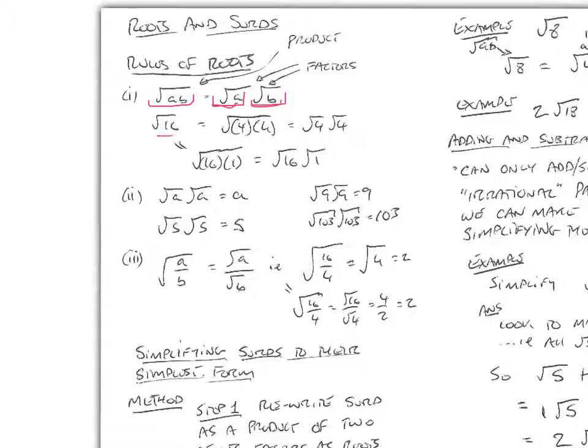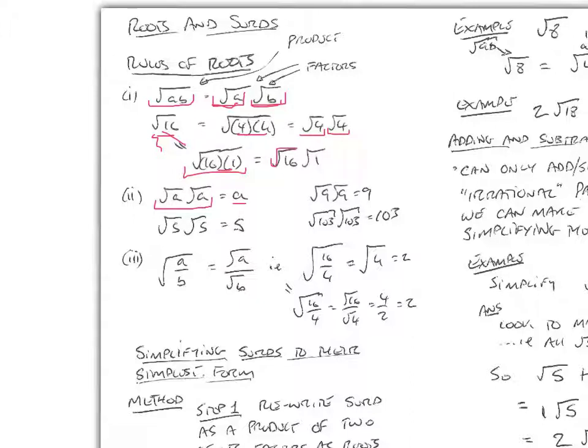So the square root of 16, that's the product, is 4 and 4, two factors of 16, which is equal to the square root of 4 times 4, which is the same as the square root of 4 times the square root of 4. But also the square root of 16 is the square root of 16 times 1. And the square root of a times the square root of a is a.